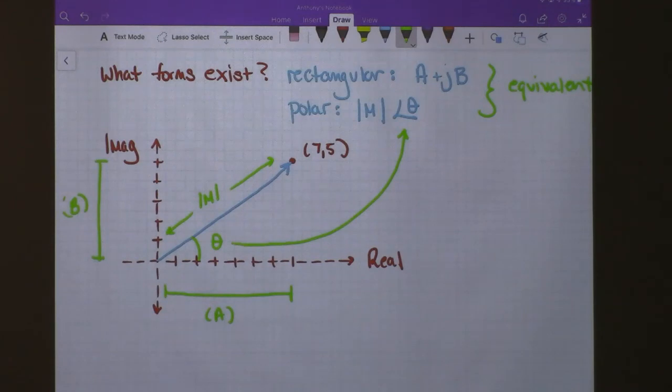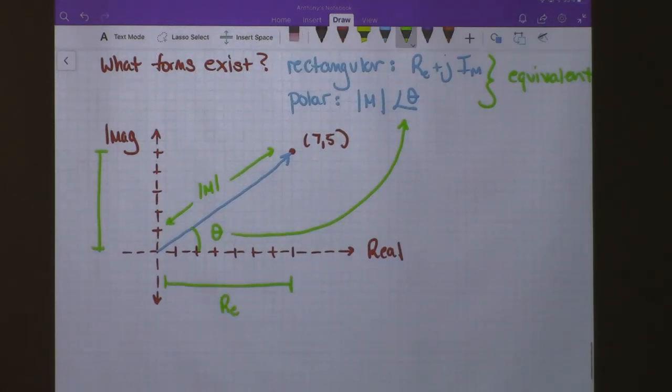I put it in parentheses because those aren't permanent names, those are just the names that we were using for the moment. Actually, it'll probably be easier if I just call it this. I'll call it Re plus j Im, and then I can call this R sub e, and I'll call this I sub m. Okay.